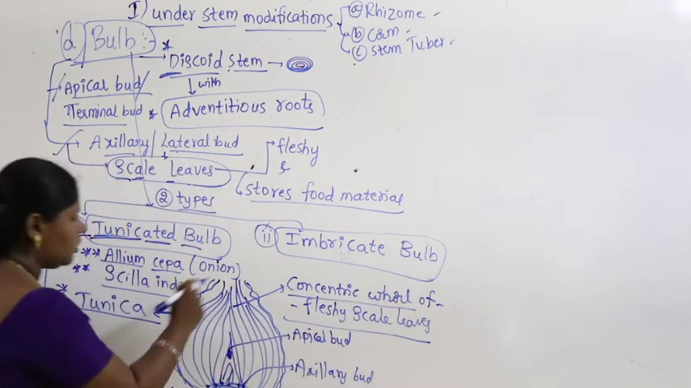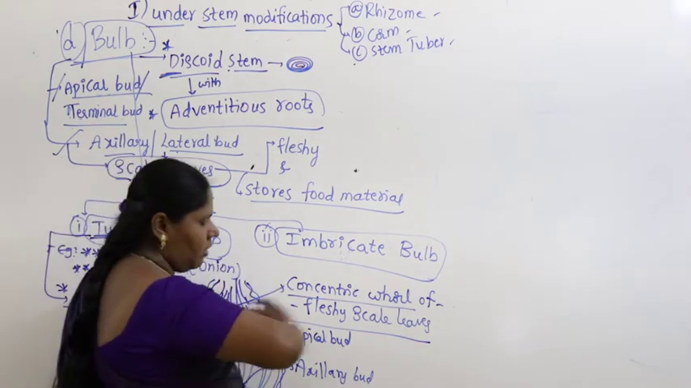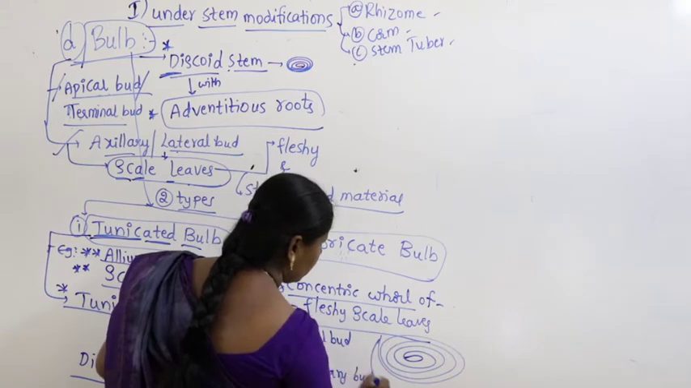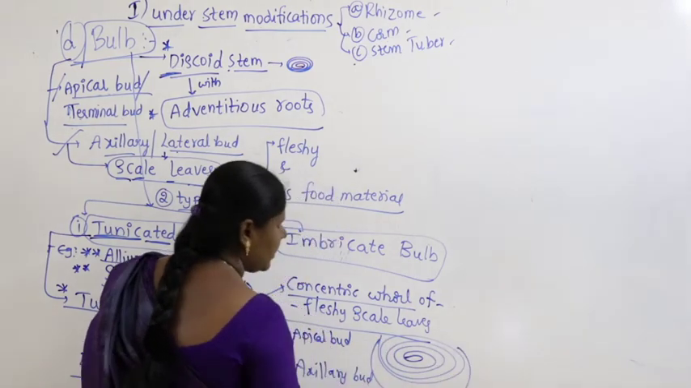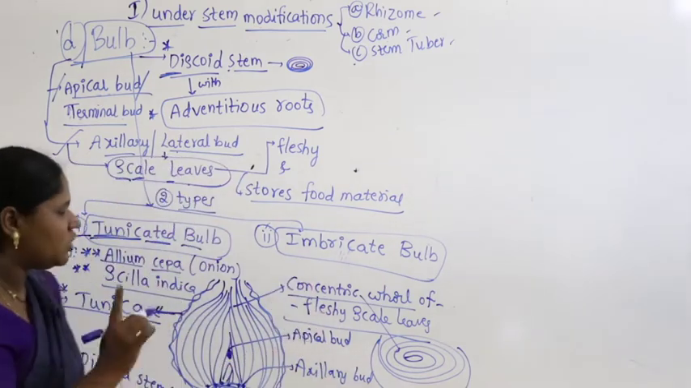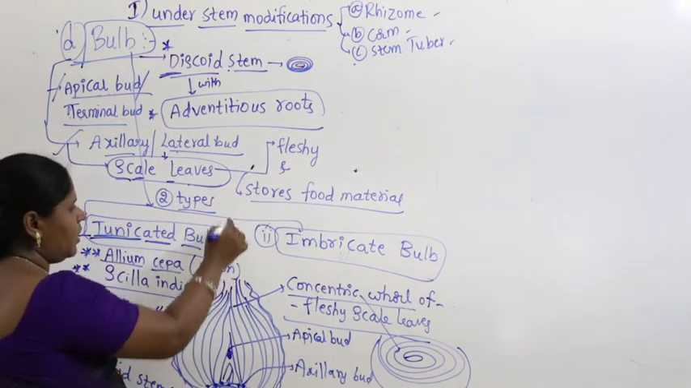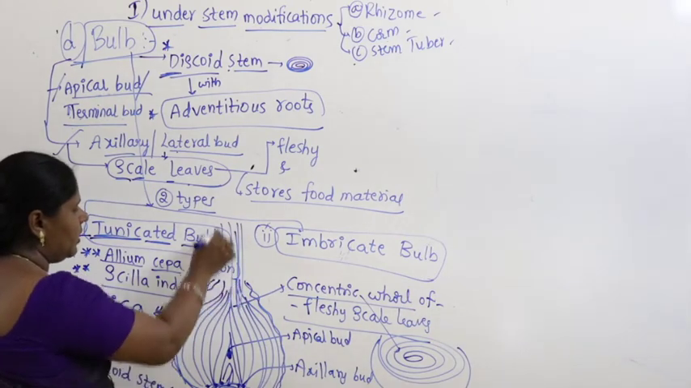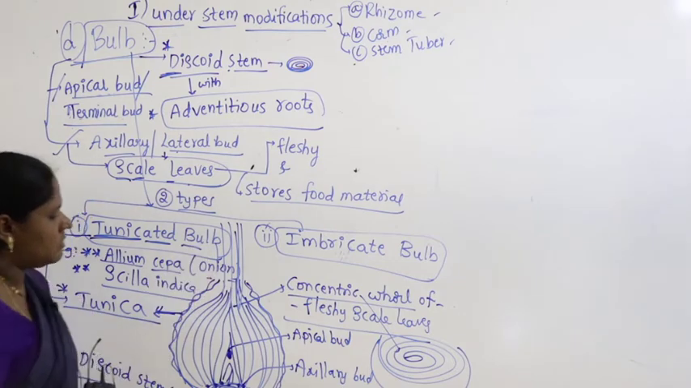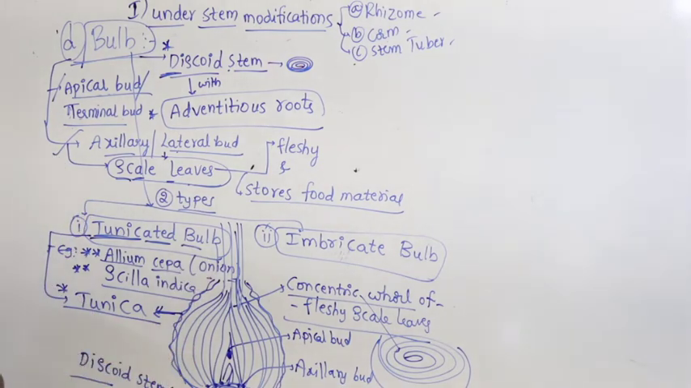How are they arranged? In a concentric whorl. Why do we write concentric whorl? If you cut the onion horizontally, how does it look? It looks like this. Yes or no? So this is what is called a concentric whorl of fleshy scale leaves. This stores food materials. You know the upper ones, the green colored ones we find, they are also called what? Scale leaves. So this is nothing but onion, Allium cepa.